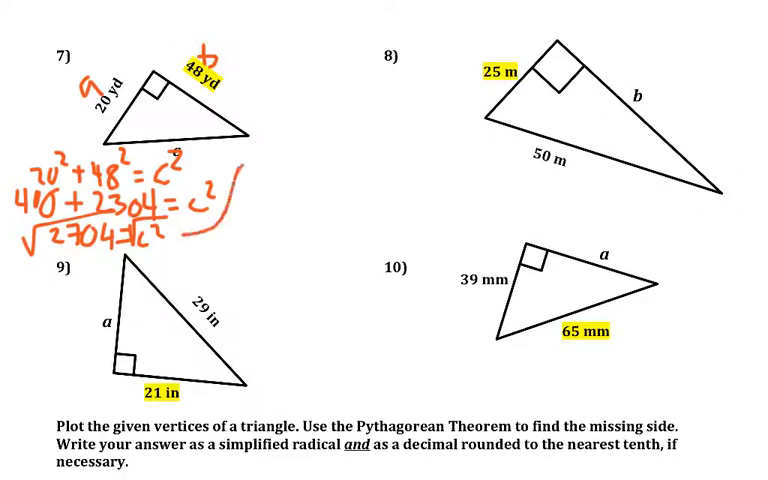So when we take the square root, we get c is equal to 52 yards. Remember to put our units on. And again, it came out exact, so that's our solution. We don't need to do anything else.